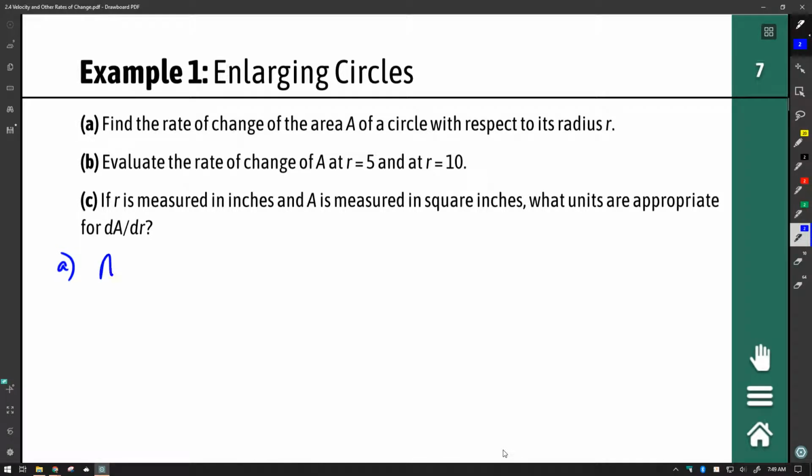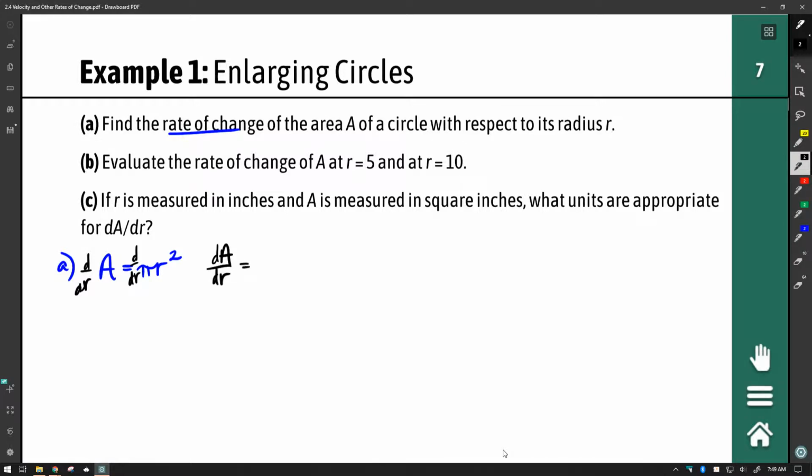So I think we all know the area of a circle. A is equal to pi r squared. Now, this doesn't ask us for just that. It asks us to find the rate of change of area. So that means we want the derivative. We want to differentiate with respect to, well, in this case, it's going to be r, d/dr. And here we're going to find the derivative with respect to r, and that's going to give us dA/dr, the derivative of A with respect to radius.